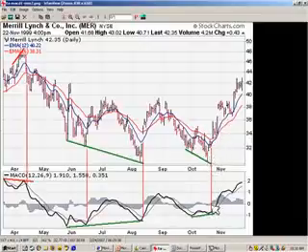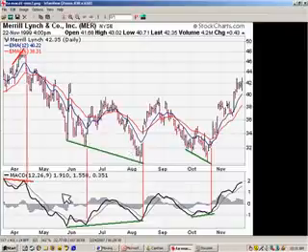One more time, another example of a divergence: lower lows in price, higher lows in MACD, and then immediately followed by a MACD crossover and a change in direction. It's important to notice as well that MACD was making higher lows, but the moving averages were making lower lows in this case.